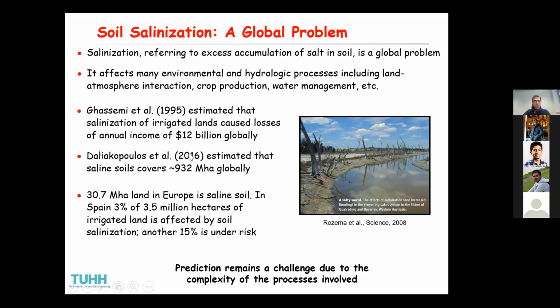This is a more updated estimate from 2016: more than 900 million hectares of land have been affected by soil salinity. For example, in Europe we have about 30 million hectares of saline soil, and in Spain, 3.5 million hectares, about 3%, are already salt affected. That affects production, essentially jobs and the GDP of the country. Another 15% is at risk of soil salinization.